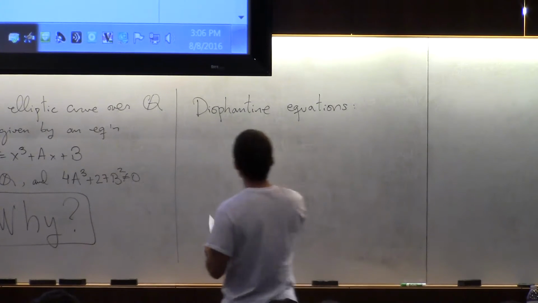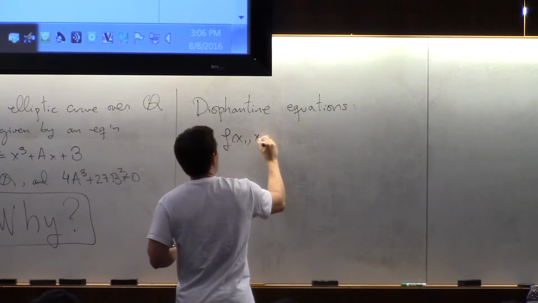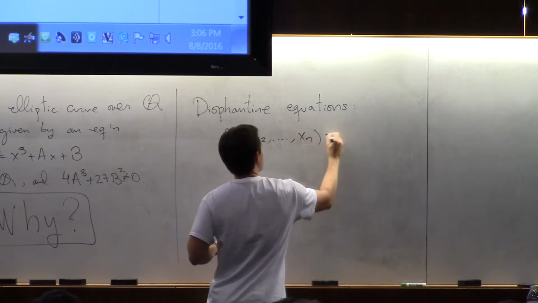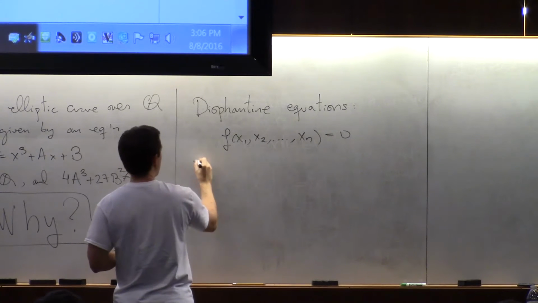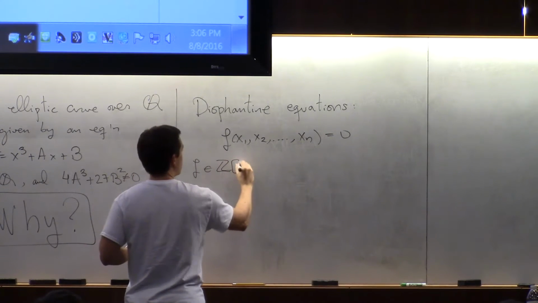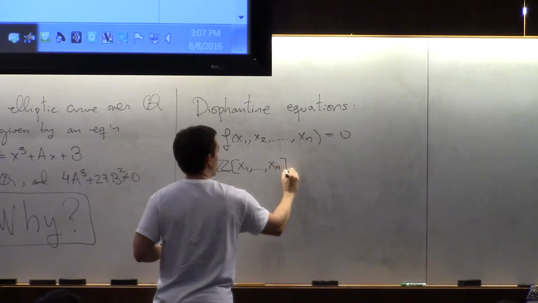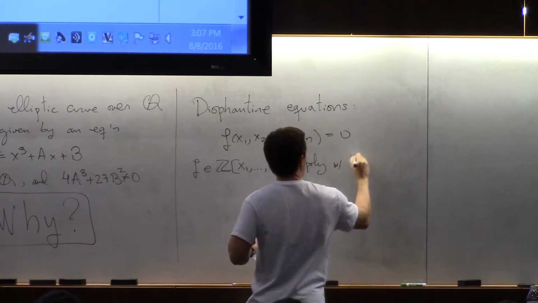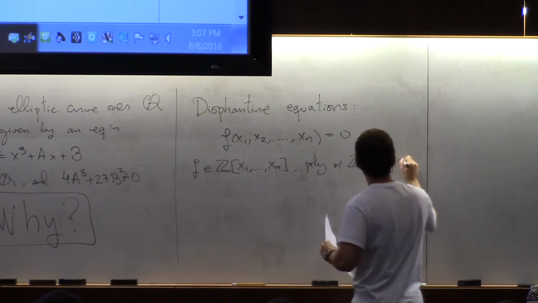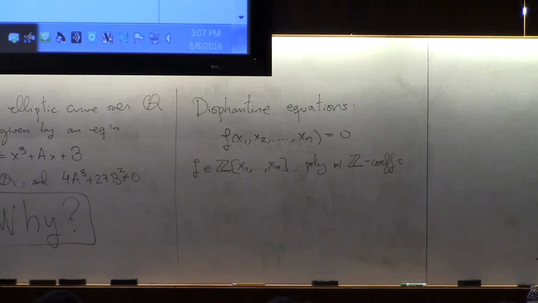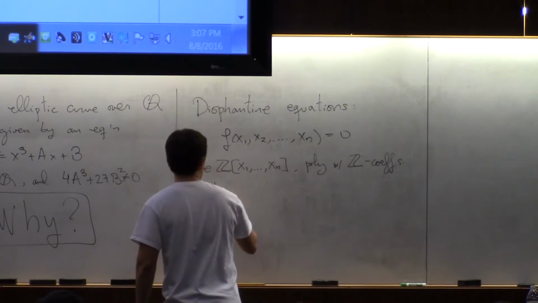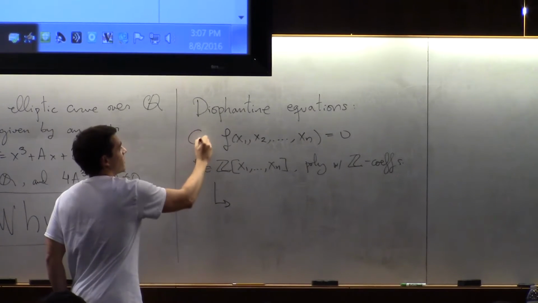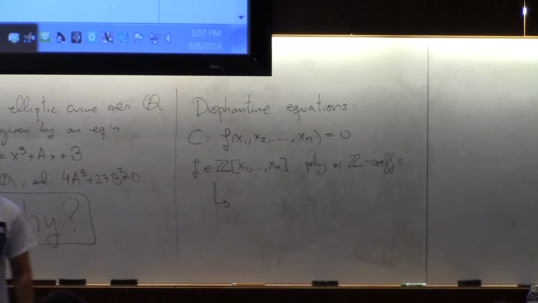So there's some Diophantine equation like this, where f is some polynomial in a number of variables, a polynomial with integer coefficients. And I'm interested in solving this equation. And by that I mean 2 questions. I'm going to call this C, and I want to find what are the integral points and the rational points.